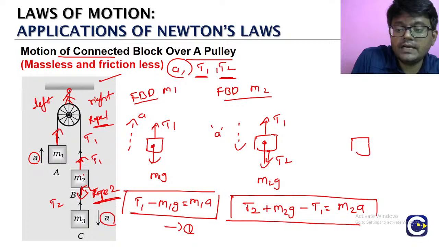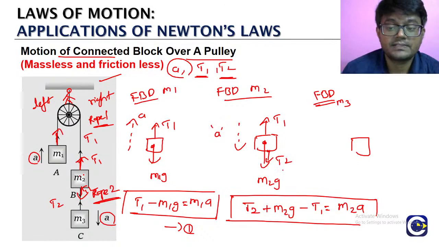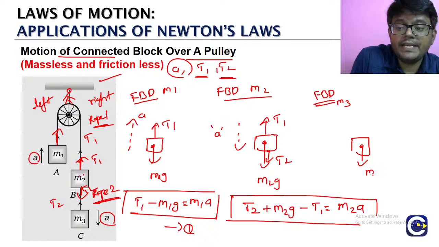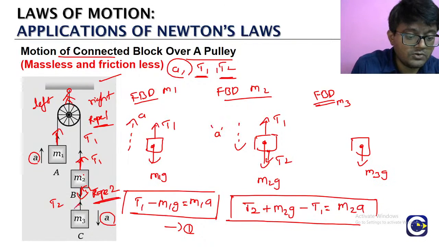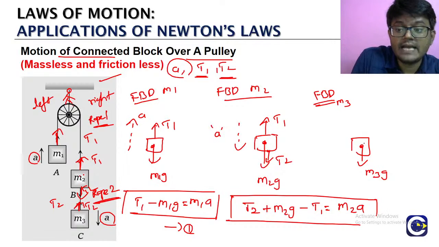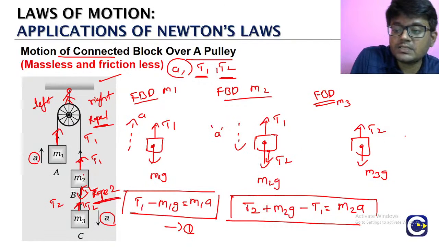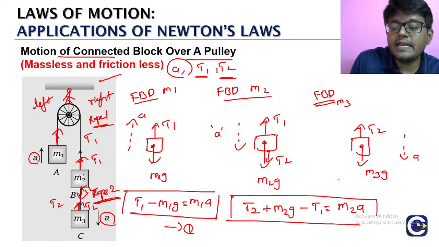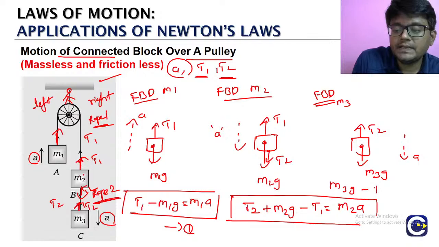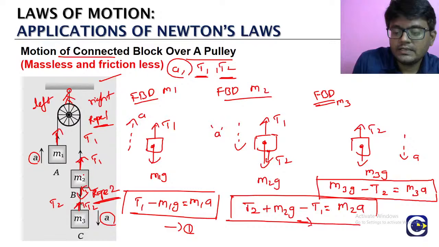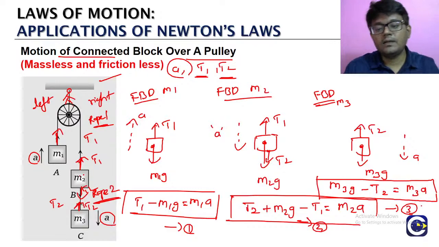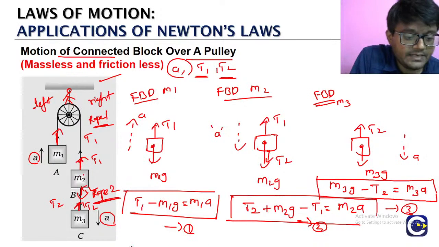Now we'll go through the free body diagram for m3. To solve these questions, we will require a little bit more patience. m3 will have its weight, and there will be a tension T2 only, acting upwards. Always remember, tension on any object will be acting into the rope. Because of both these forces, this is also going down, so net downward force: m3g minus T2 is equal to m3 into a, downward force minus upward force. This is our equation 3.